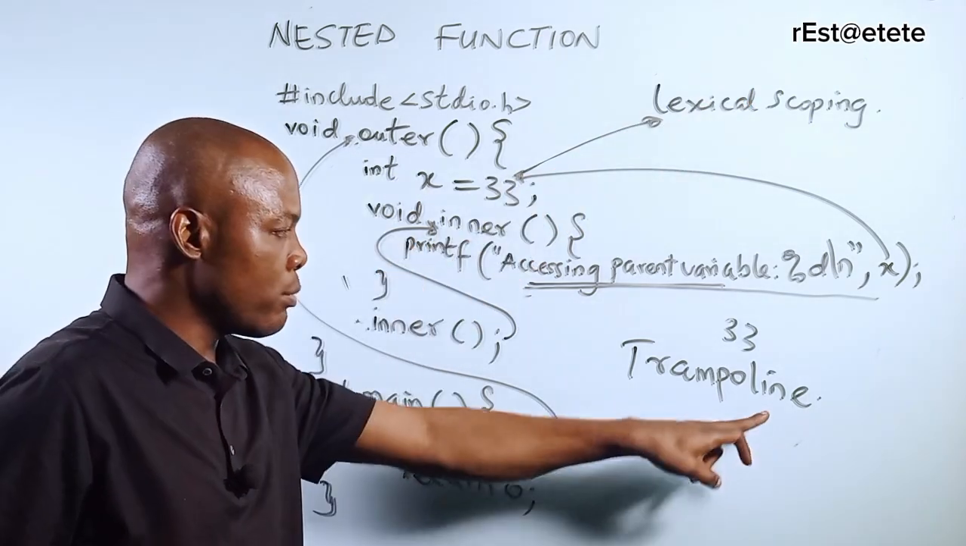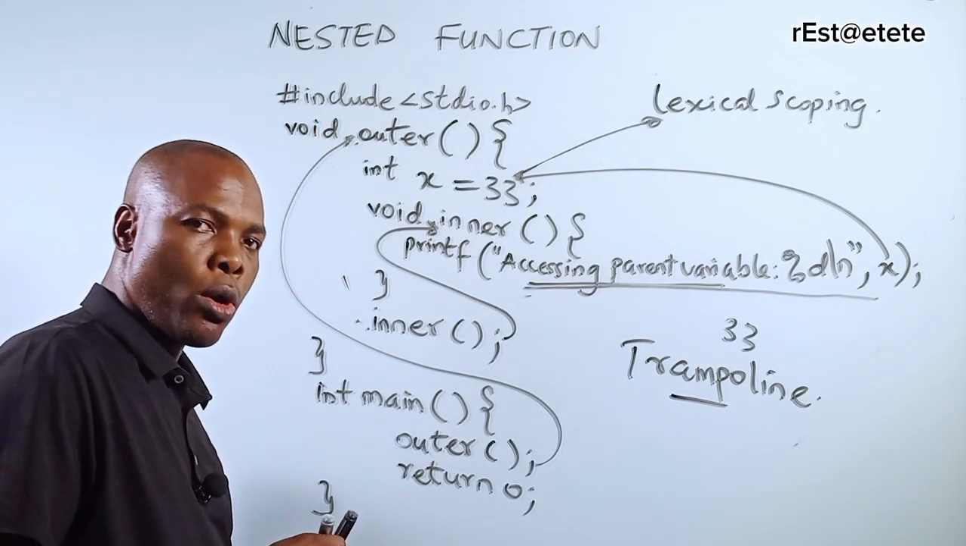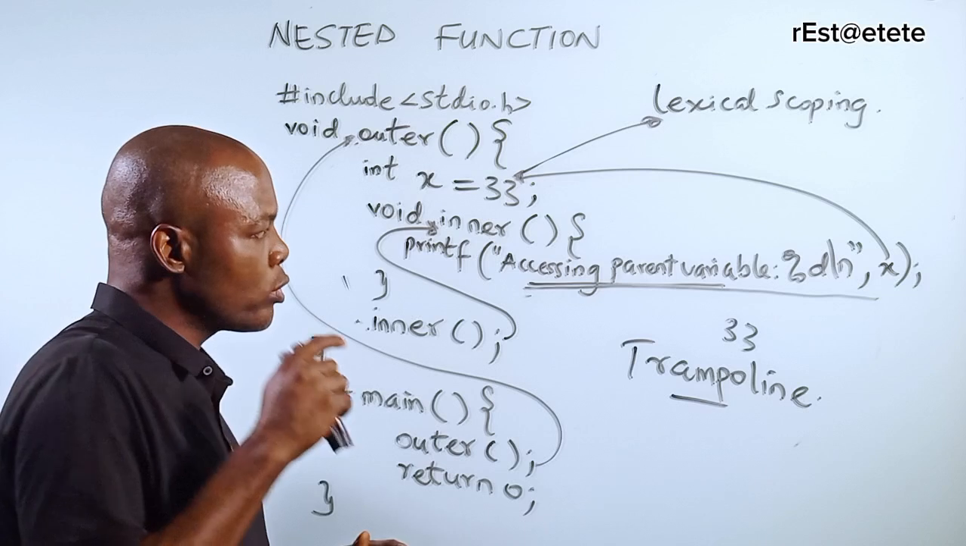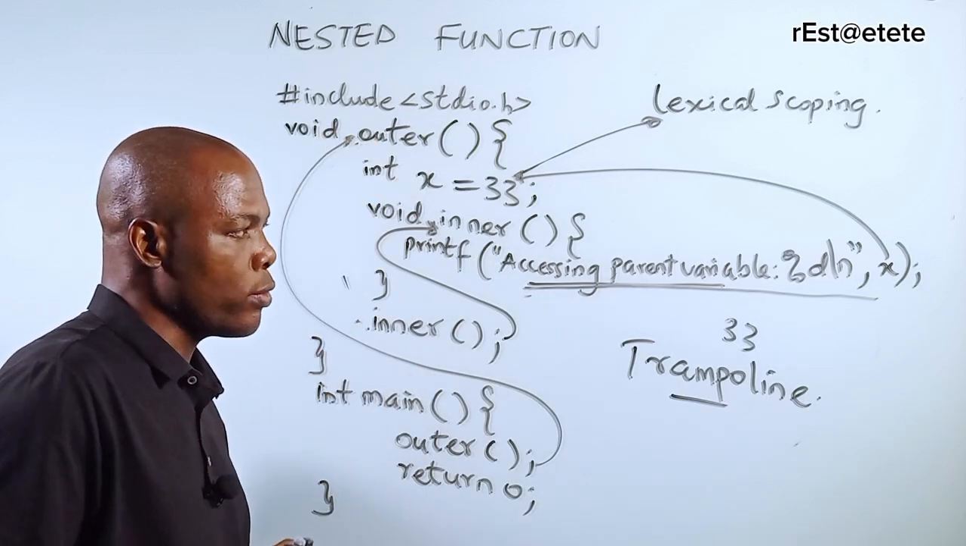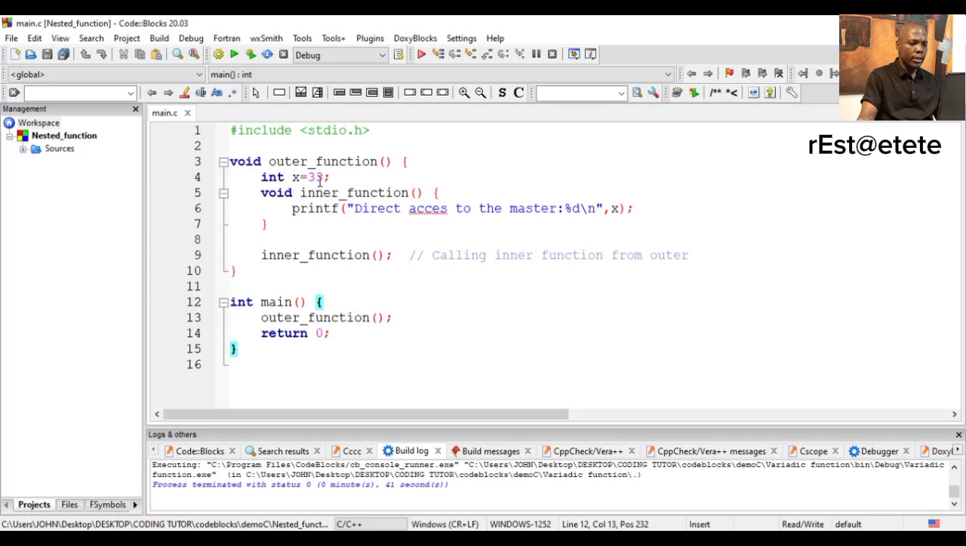So in the next class, I'm going to teach you this concept of trampoline, where the parent is no more, but the child can still access the thought of the parent. So let's go to code block. Let me demonstrate this for you. And then in next class, I'll teach you trampoline. Okay, so this is our code block.